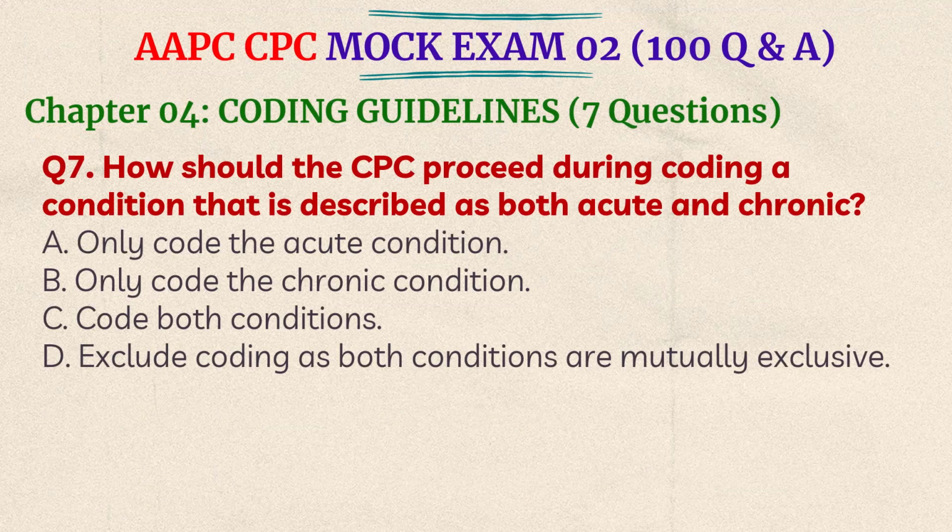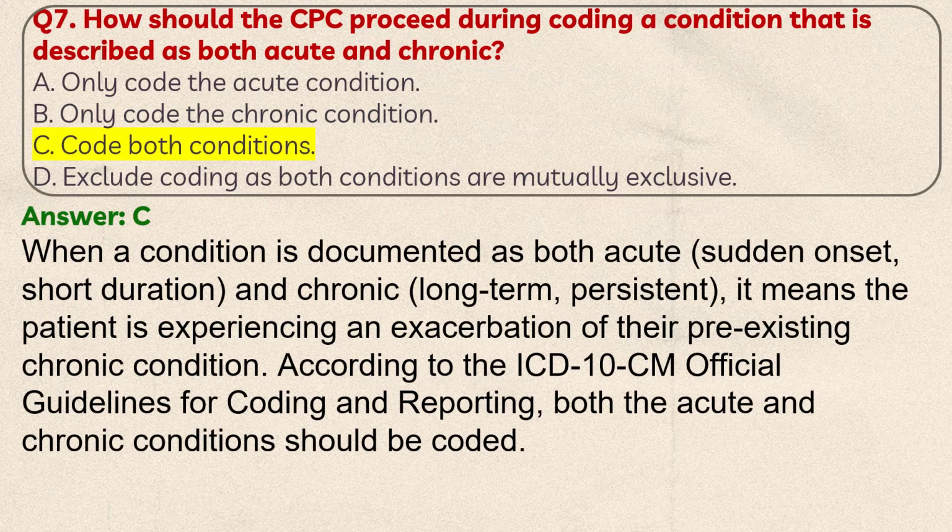Question number 7. How should the CPC proceed when coding a condition that is described as both acute and chronic? A, only code the acute condition. B, only code the chronic condition. C, code both conditions. D, exclude coding as both conditions are mutually exclusive. Think about the answer. Here the correct answer is to code both conditions. So that is answer C.